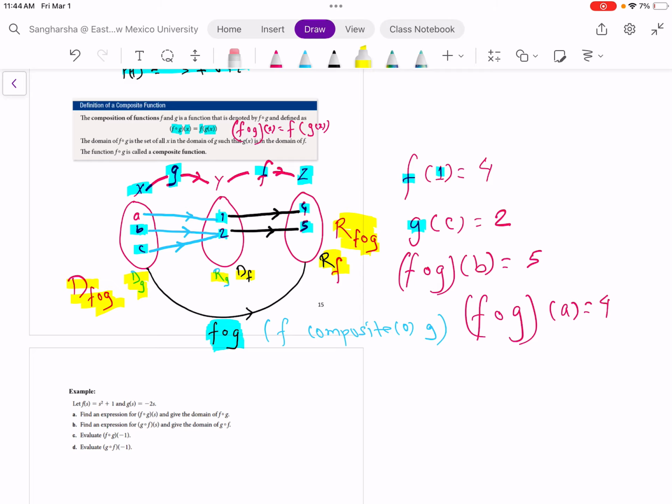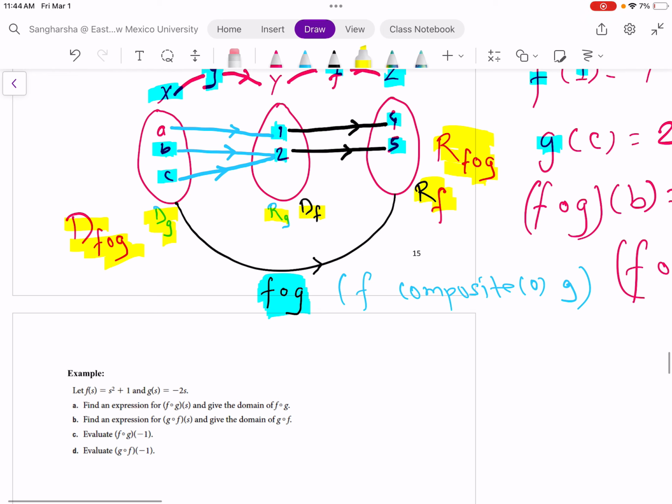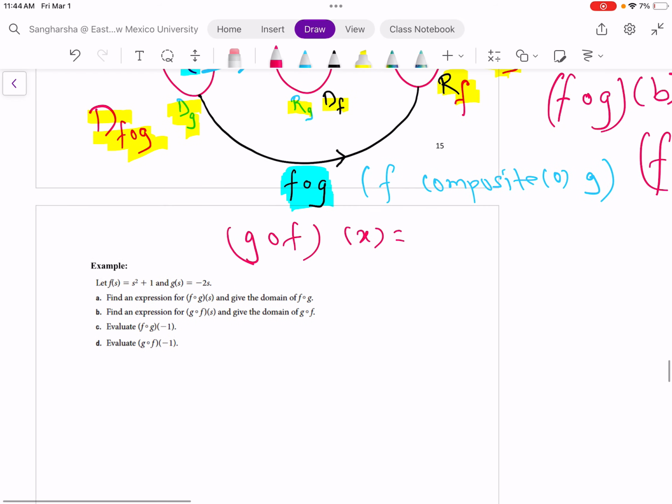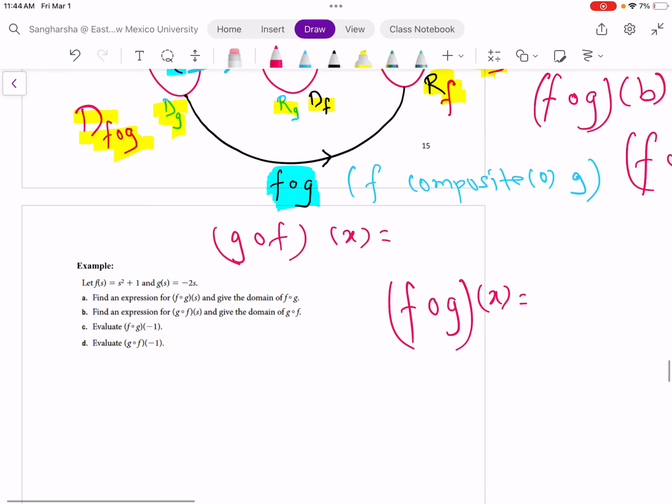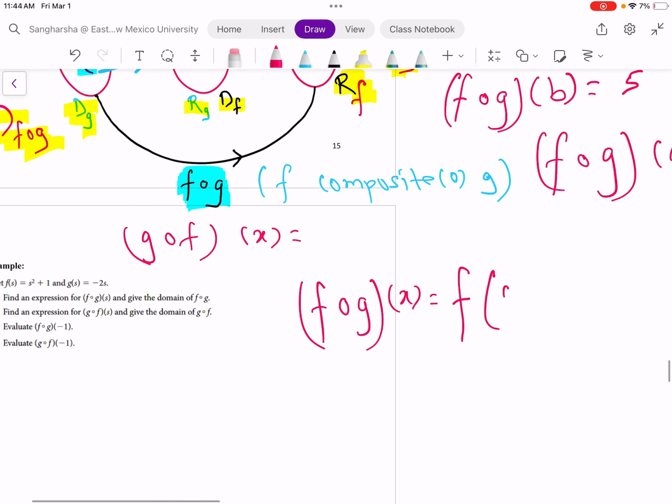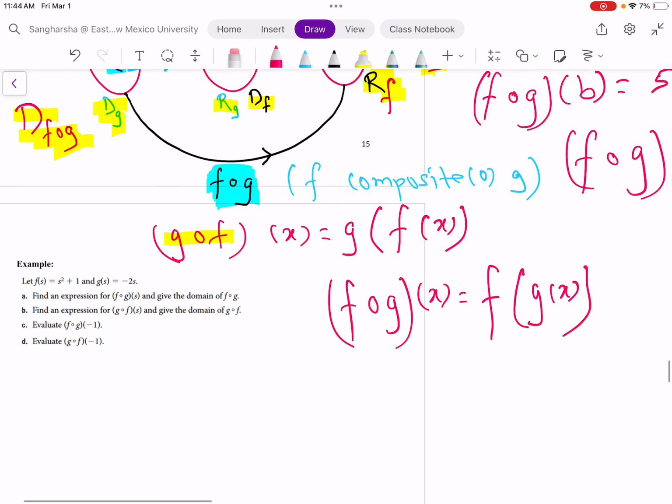In a similar way, can we define what g composite f equals from our definition? Let me write. When we have f composite g of x, its definition is f of g of x. If this is the case, what would g composite f of x equal? You write down g at first, of f of x.